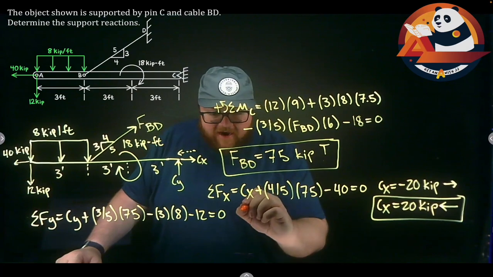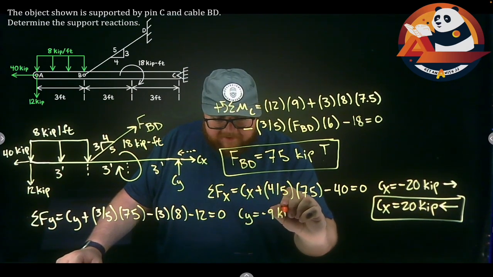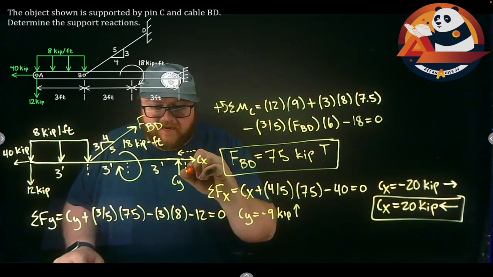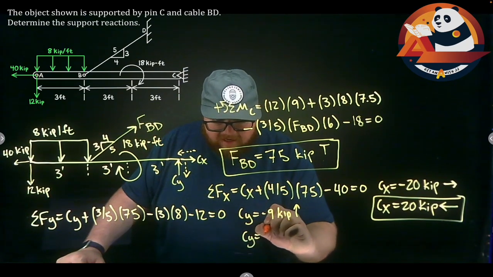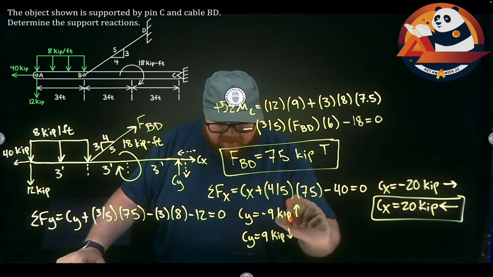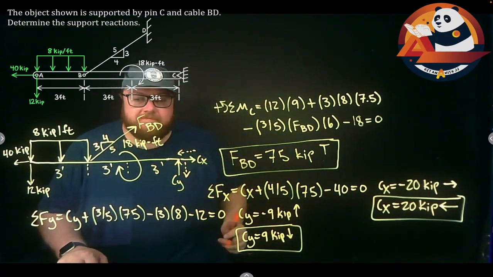Which, adding all of that up, I'm going to get Cy is negative 9 kips. That was negative when I guessed it went up, so it's really coming down here. Our answer, reporting as a positive, should be a positive 9 kips, and we'll get the correct direction. It's really going down, which would be our final answer for our problem.